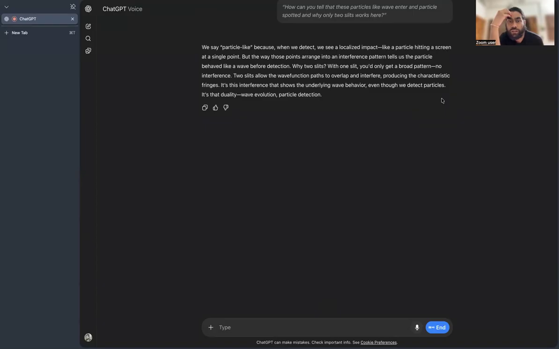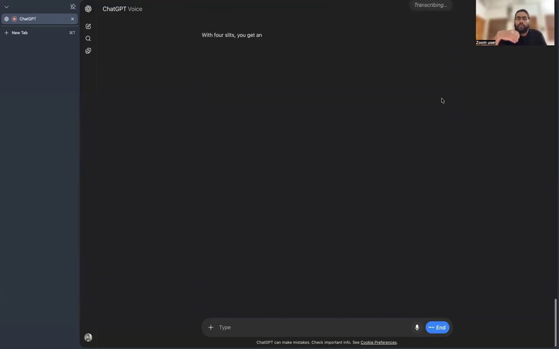So you are saying that there is a localized impact, a particle hitting the screen, and an interference pattern. With one slit you would get a broad pattern, no interference. So to get interference, we have to take two slits and have the wave function paths overlap and interfere, producing the characteristic fringes. It's this interference that shows the underlying wave behavior, even though we detect particles, that duality. So what about four slits?